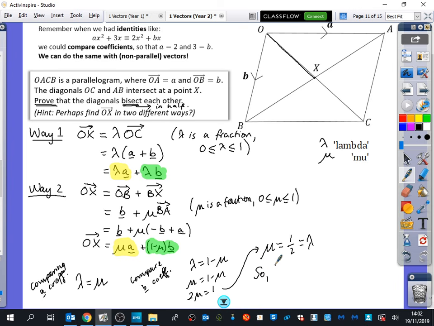So the diagonals bisect. Okay, the diagonals bisect each other.